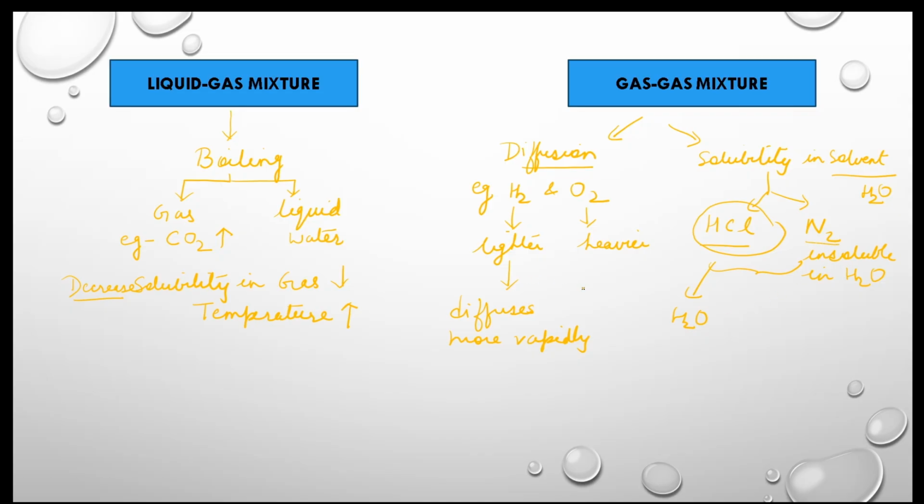So these are the two methods which you are going to remember for gas-gas mixture. We have the example of hydrogen and oxygen, and we have the example of HCl and nitrogen. In diffusion, you need to remember that it depends on how light or heavy a gas is. Hydrogen, being lighter, will diffuse more rapidly through a porous partition, whereas oxygen will diffuse less rapidly.